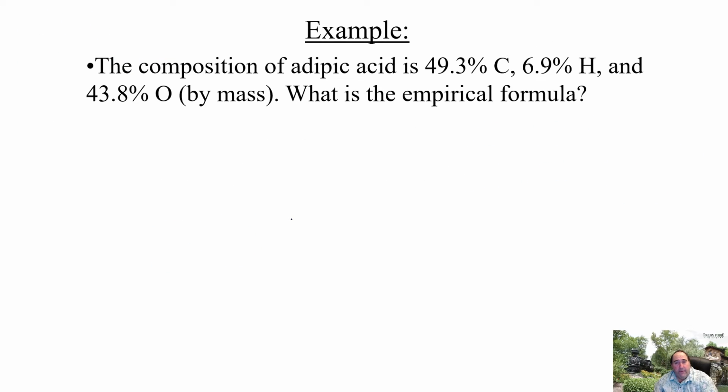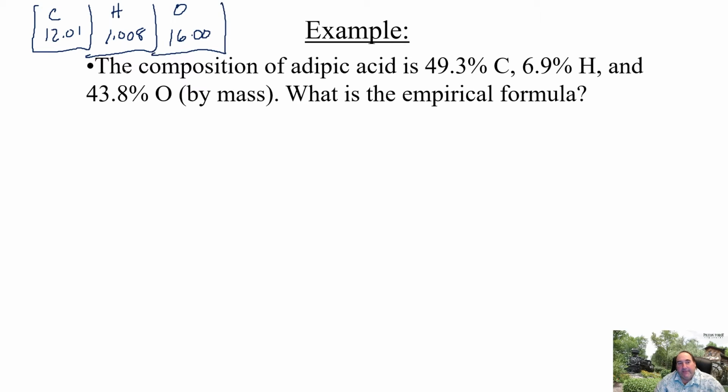All right. Let's take a look at this one here. We got 49.3% carbon, 6.9% hydrogen, and 43.8% oxygen. What is the empirical formula? So take a few minutes. Let me give you some of these numbers. You'll probably remember them by now, we've been using the same elements. Carbon 12.01, still 1.008 for our friend hydrogen, and we can't forget about oxygen there, which is 16.